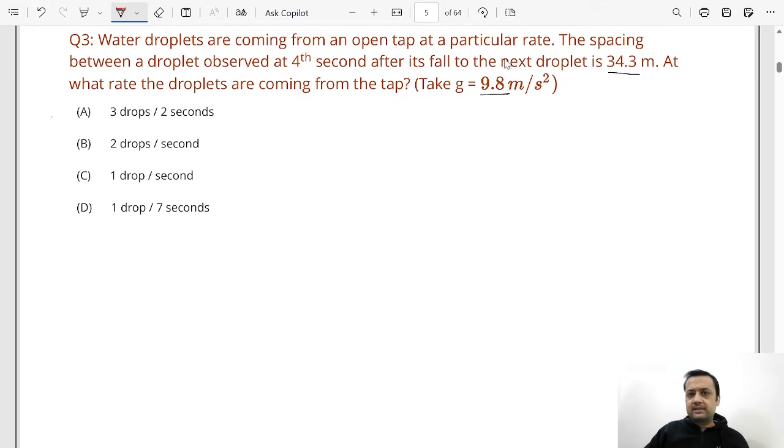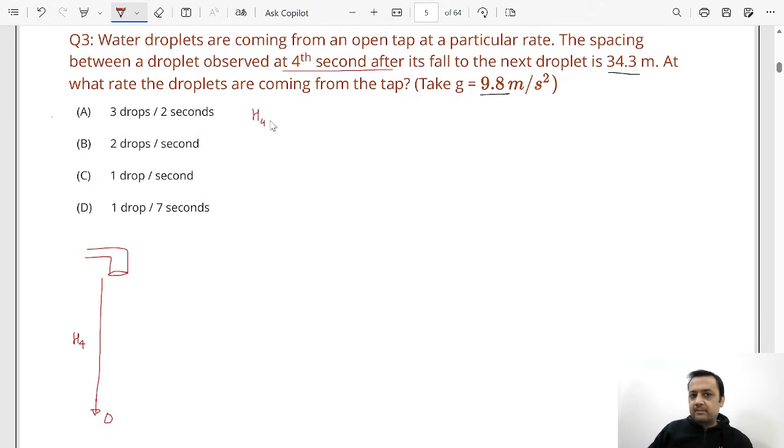So look, if you read this line, water droplets are coming at a constant rate. Spacing between the droplets observed at the 4th second after its fall. So let's say this is the tap, and from here the droplet falls. Let's say I'm talking about a particular droplet and it falls. Now after 4 seconds it would have fallen through a certain height, correct? So let us say this is the droplet here after 4 seconds. So how much is this height? Let me call this h4.